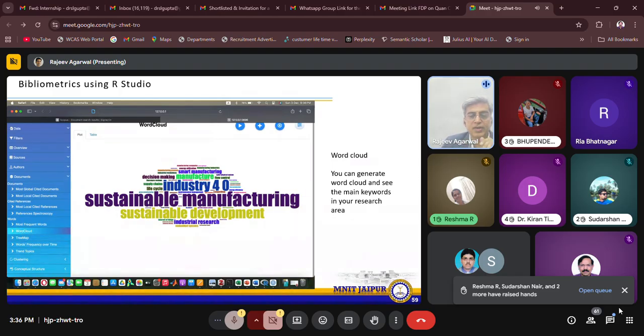What is happening in this diagram? What is this diagram showing? Word cloud, where the main keywords of your research area appear. I am just pausing for some seconds to let you understand this and ask if you have any questions.